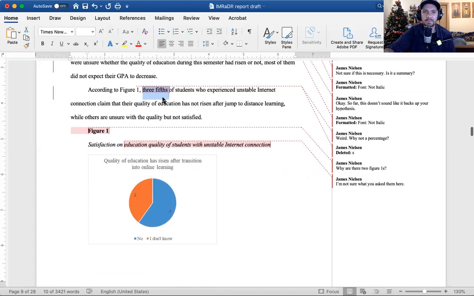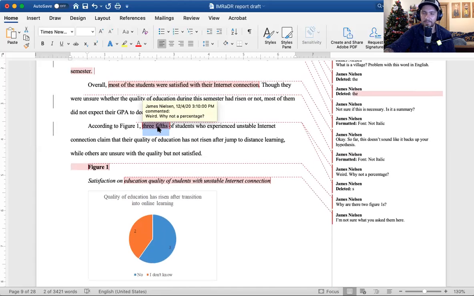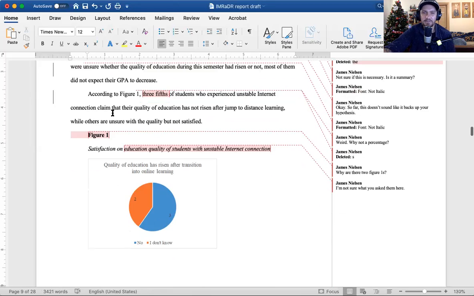The students here have this weird thing of saying 3/5, 4/5, 5/5, 1/5 instead of percentages. I'm not sure why they're making their reader do the math. Just tell us the percentage.